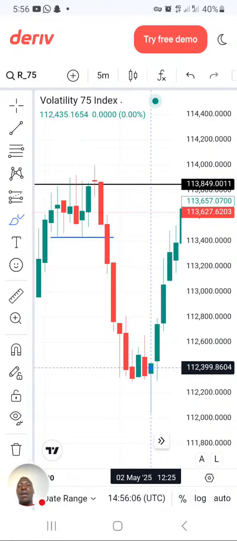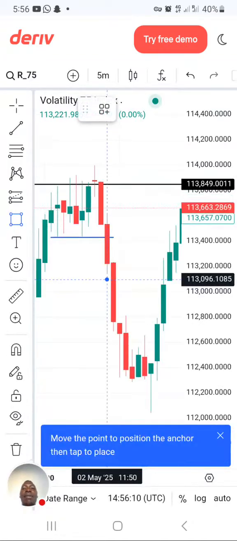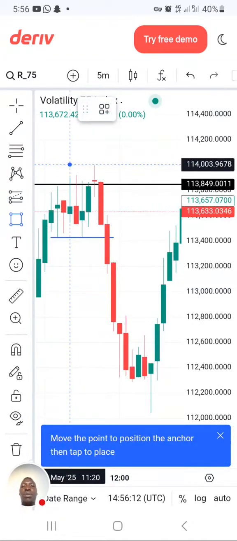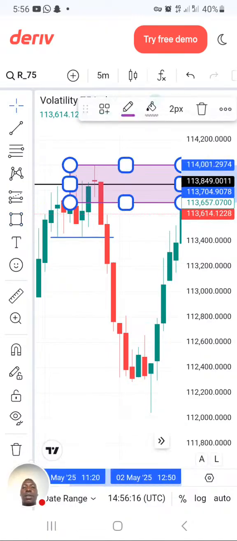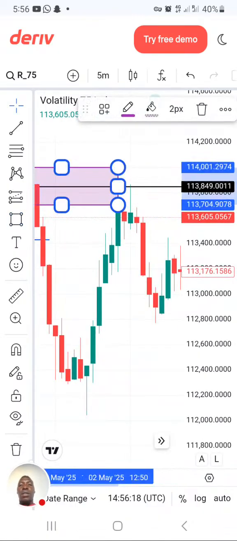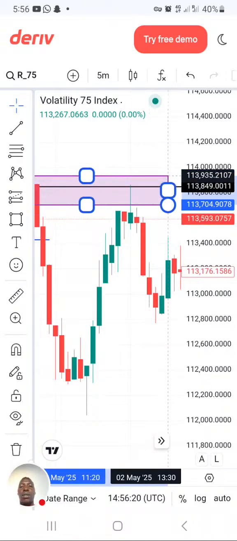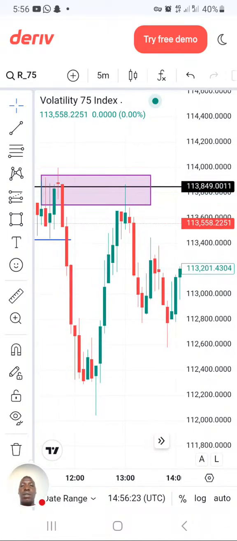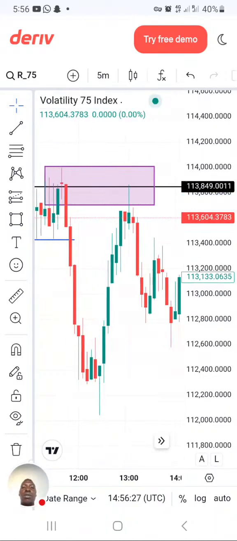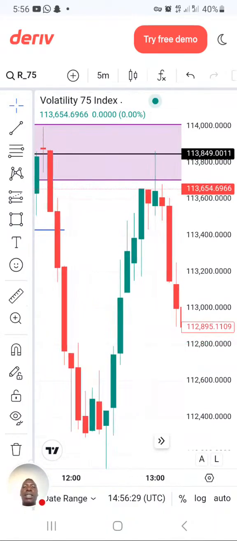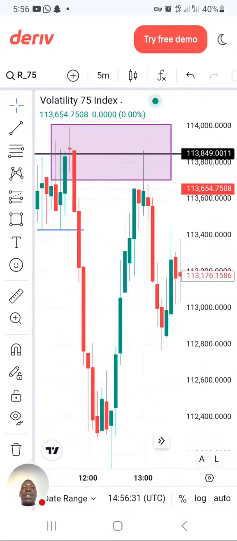So after doing that, you identify our order block, and then we wait for the market to come and mitigate exactly that order block. So let us highlight our order block this way. Like this. So that is our overall order block. You can see that the market came and tapped in very well.